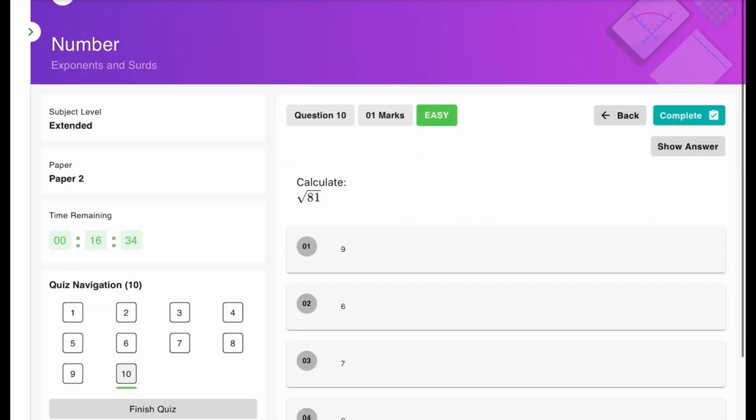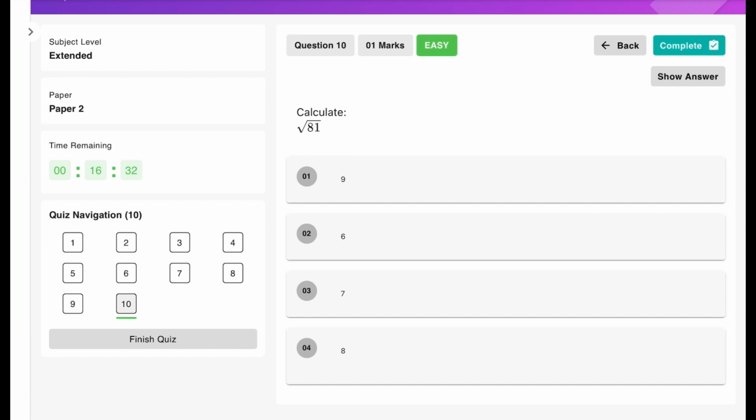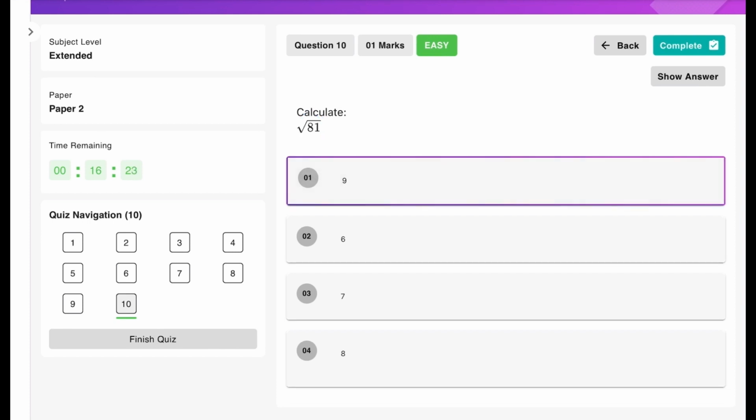And finally, the last question: calculate square root of 81. If you remember, 81 is a square number, which is 9 times 9. So therefore, 9 is the answer for this one.